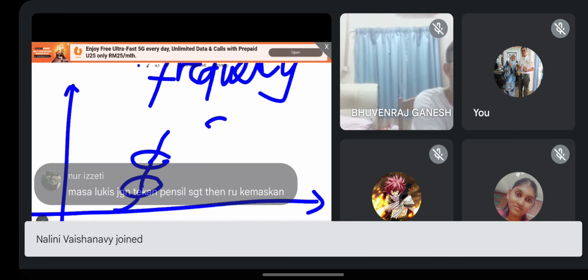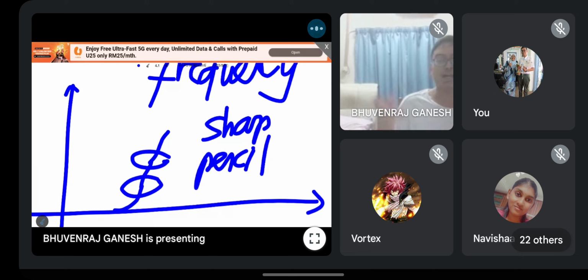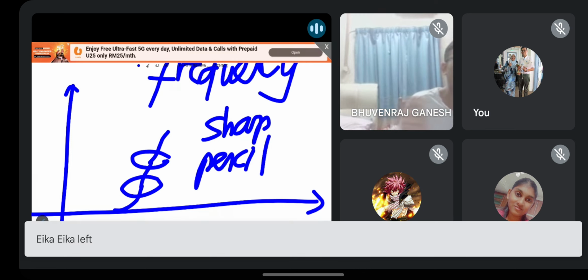One more thing guys. Sharp pencil lah, please. Kena guna pencil tajam. Jangan guna pencil yang tak tajam. Why? Pencil tak tajam will give you dark. Your OGIVE must be light. Okay, don't give a bold OGIVE. Wrong. Okay, must be light. Yeah, jangan tekan. Okay, why guys?